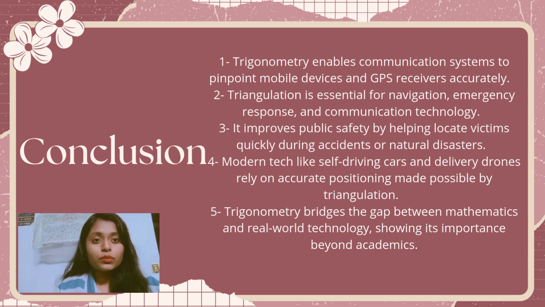Okay, I'm going to talk about the last part, that is the conclusion of trigonometry in triangulation for location, GPS and mobile tracking. My first point is trigonometry enables communication systems to pinpoint mobile devices and GPS receivers accurately. It means trigonometry helps to calculate the exact position of a mobile phone using the angles and distance between the tower and satellites.